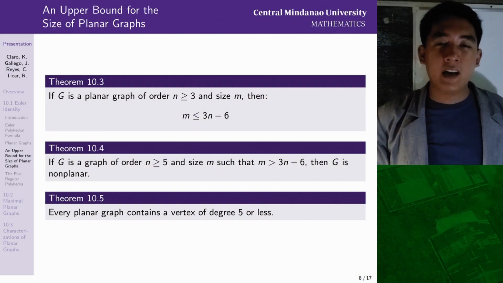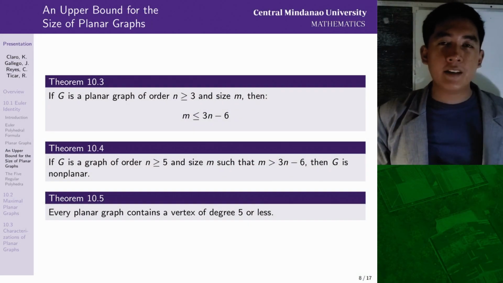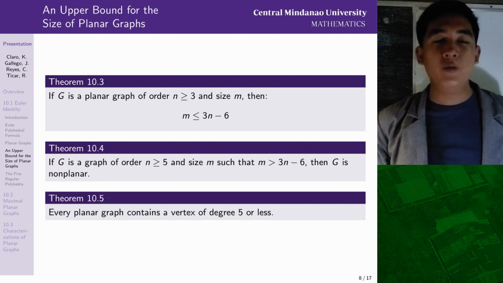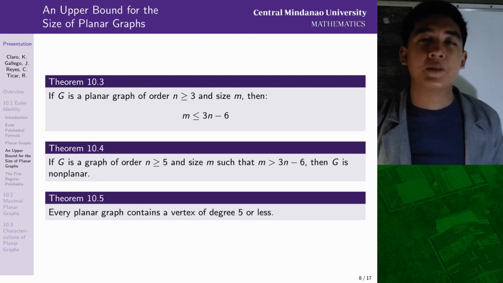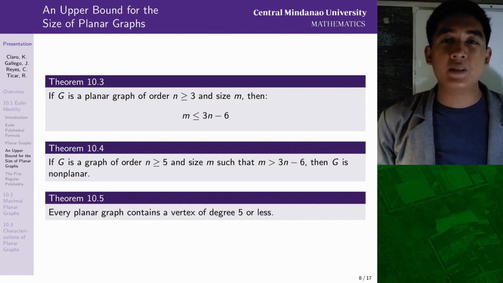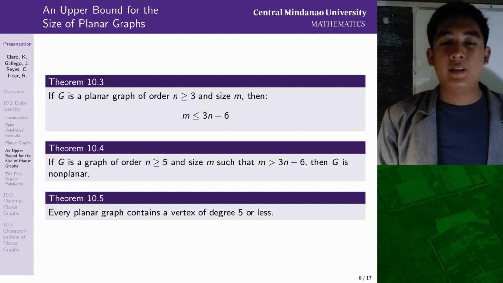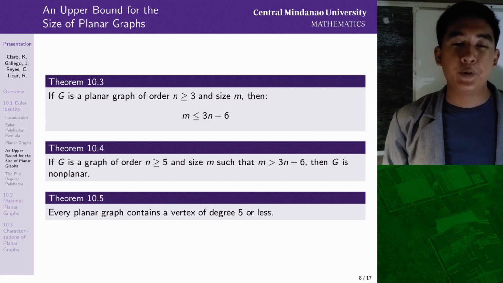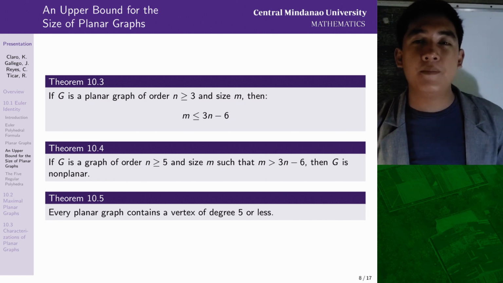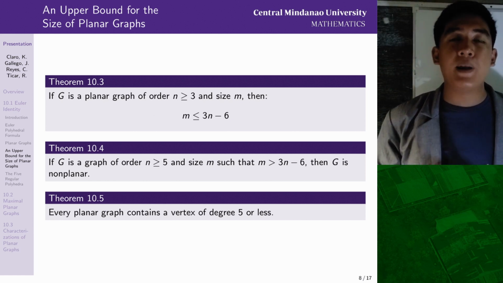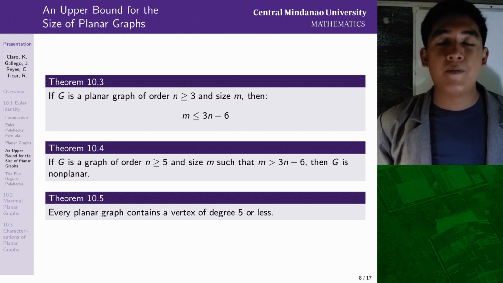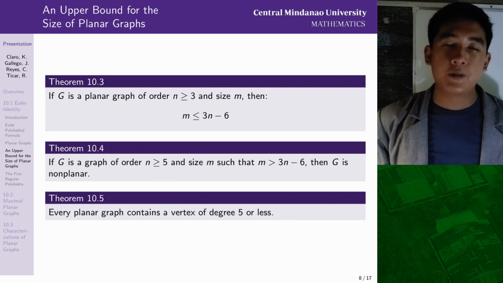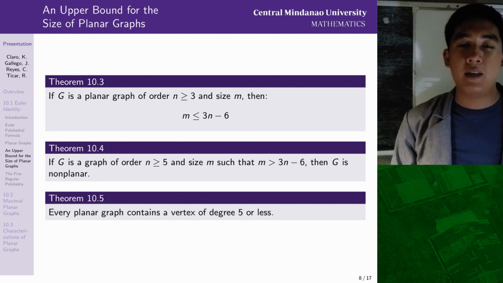An upper bound for the size of planar graphs. If G is a connected plane graph of order 4 or more, then the boundary of every region of G must contain at least 3 edges. Now this observation, with respect to other planar graphs, shows that its size cannot be too great. Hence we have theorem 10.3. If G is a planar graph of order n greater than or equal to 3 and size m, then m should be less than or equal to 3n minus 6.